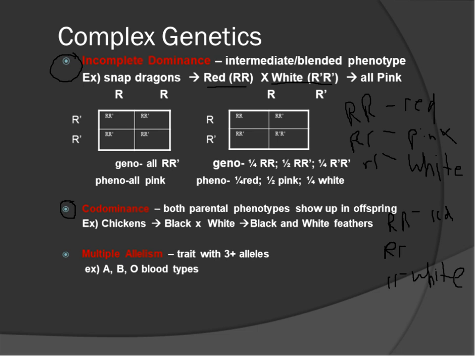In codominance, let's say big R is still red. We'll say little r is still white. Well, if it was incomplete, it'd be pink. But if it's codominance, big R, little r would be red and white.